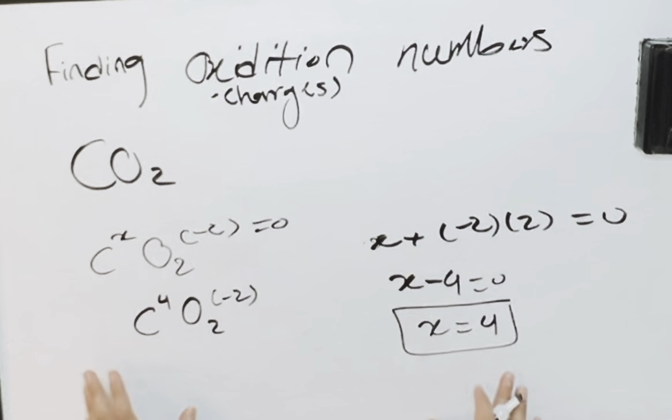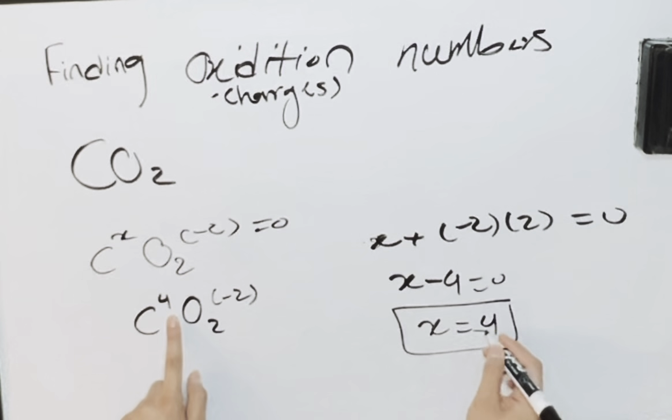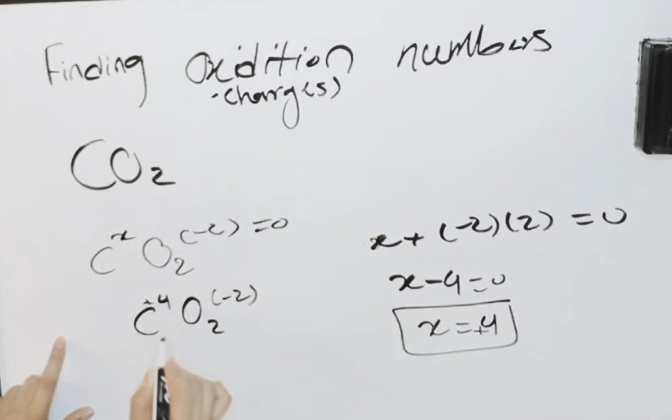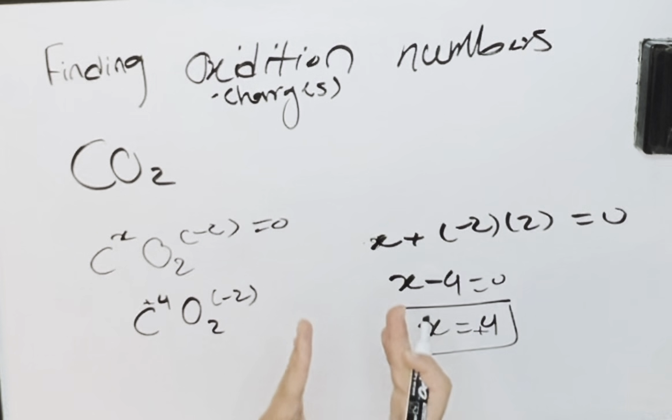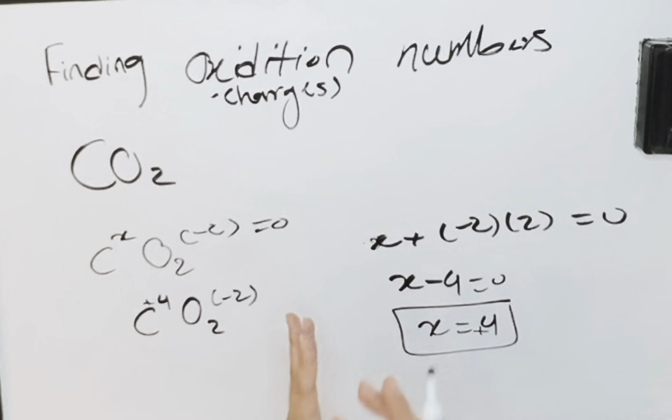As you can see, this time carbon's charge is plus 4. And if you remember from my last video, I told you that every single element in that specific column can either have a plus 4 or a minus 4 charge.